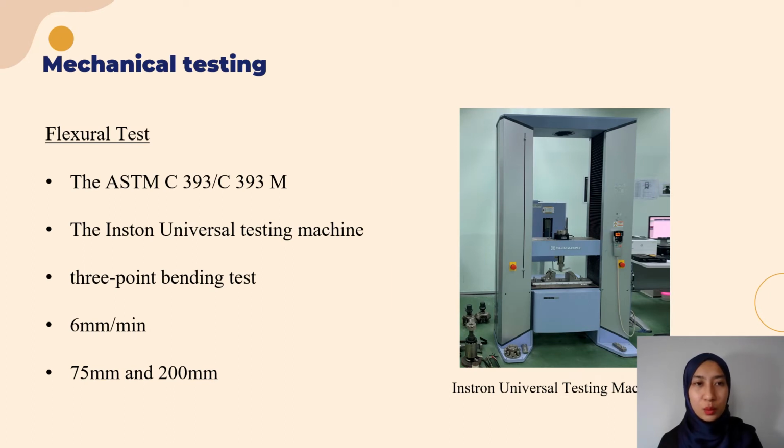Okay, for the next process, which is mechanical testing. For the flexural test, 3 specimens were evaluated for each condition for a total of 15 specimens, including the solid wood control material. The ASTM C393 standard test method was used for the 3-point bending test using the instron testing machine under a loading rate of 6 mm per minute. The sample dimension for flexural testing is 75 mm by 200 mm.